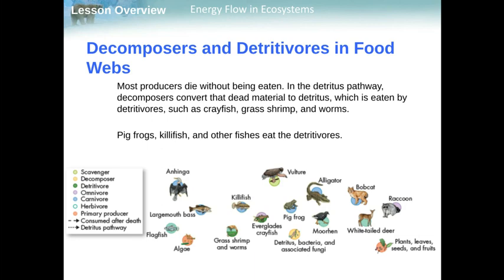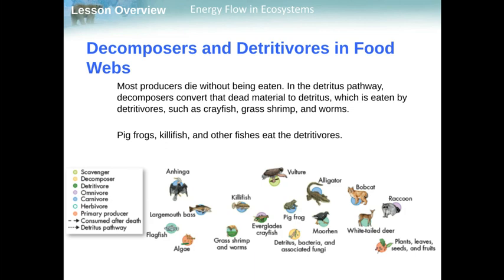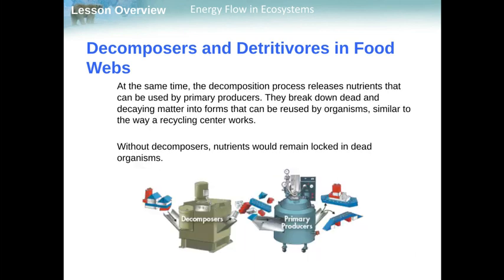So if any of you have a pond at home, when you go out there and you step in the water, all of that sludge that you step in the bottom of the pond, that's actually going to be a combination of your algae and of all of your detritus. Now, if you don't have a lot of detritivores in there, typically you can find whole leaves that just kind of get stuck down there. Okay, so without decomposers, nutrients would remain locked in dead organisms. We need those to be released.